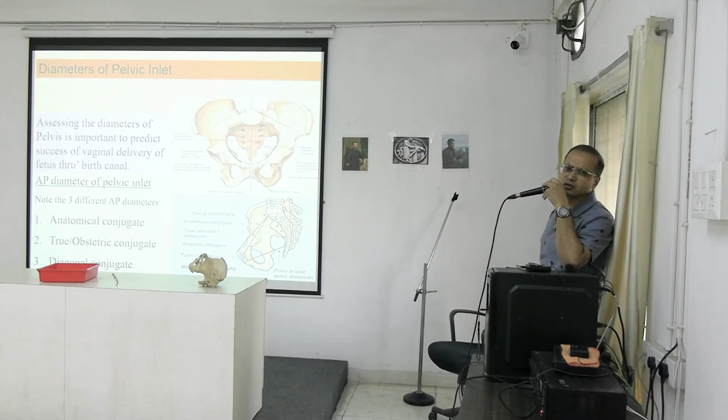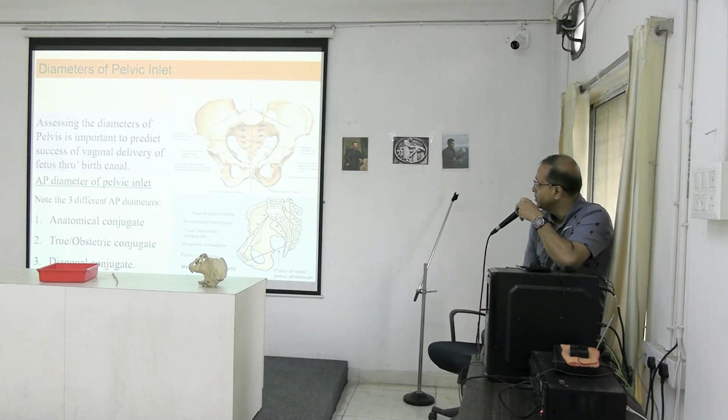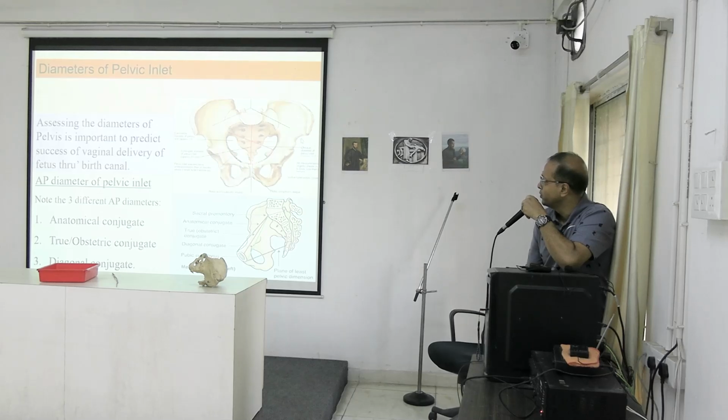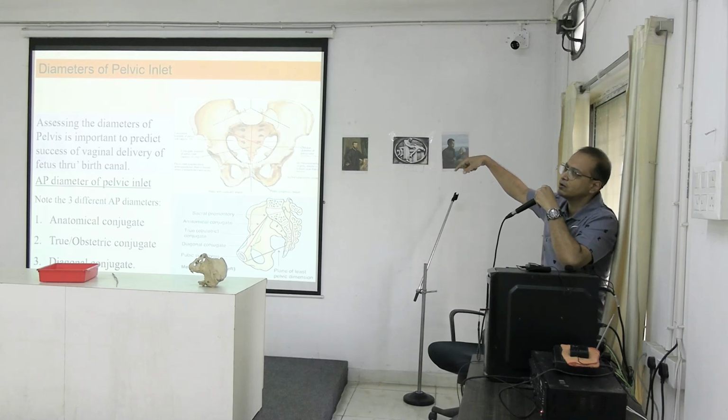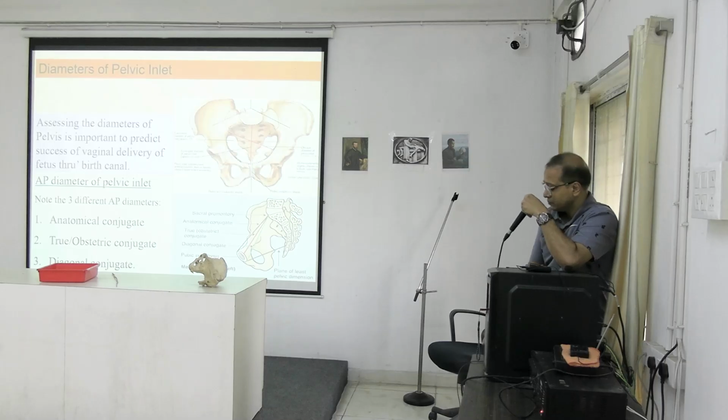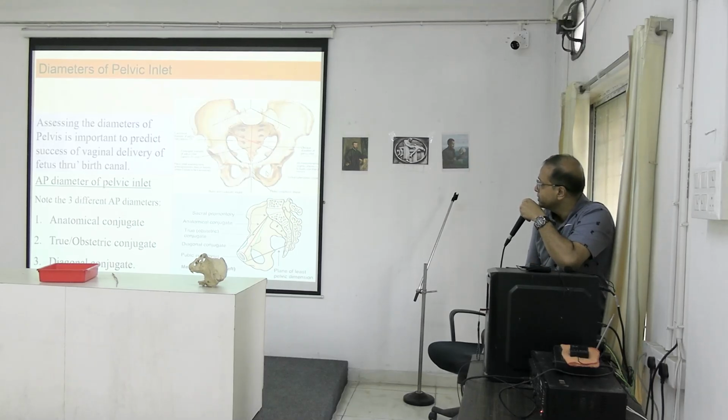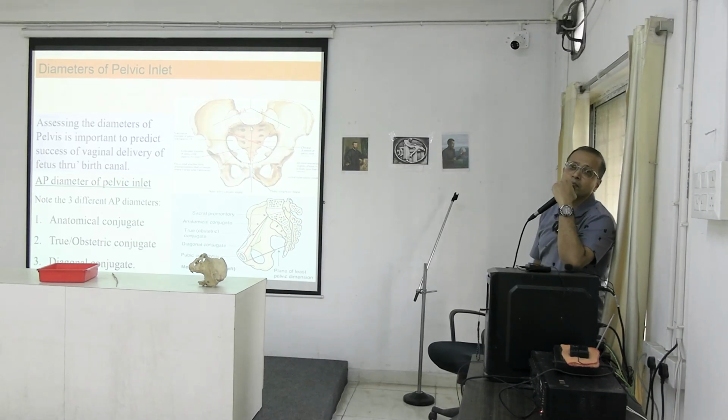Now, what do you mean by diameters of the pelvis? You can measure this particular pelvis in different directions. You can measure this pelvic inlet from the symphysis pubis to the sacral promontory, as well as sideways and obliquely. So this is what we call the diameters of the pelvis: anterior-posterior diameter, transverse diameters, oblique diameters, etc. The anterior-posterior diameter runs from the symphysis pubis to this midpoint, which we call the sacral promontory.